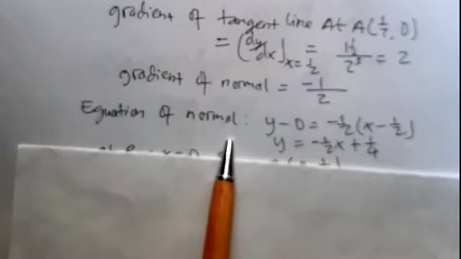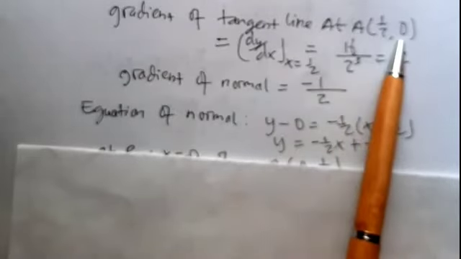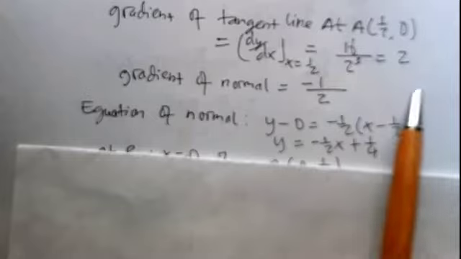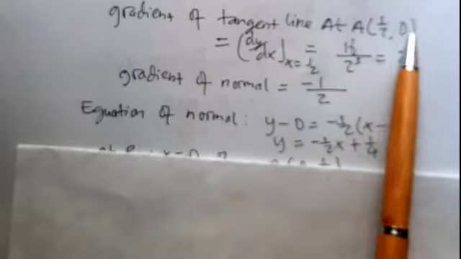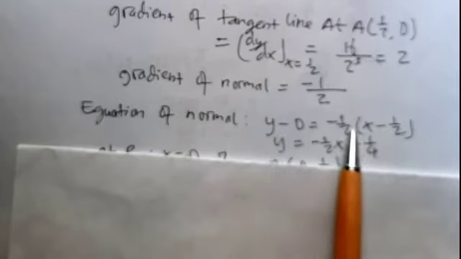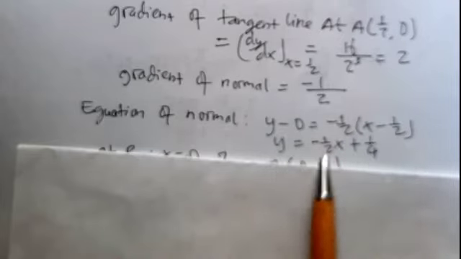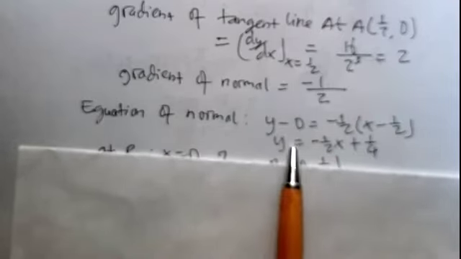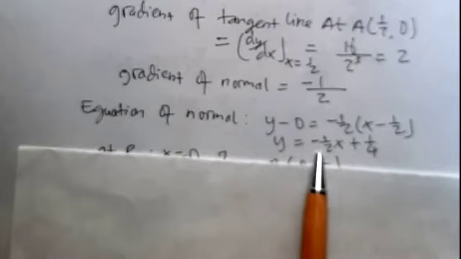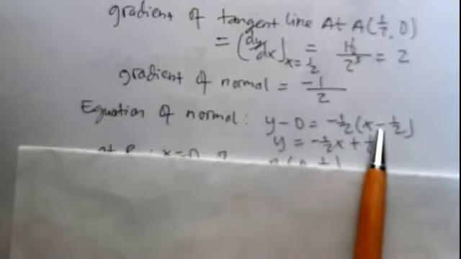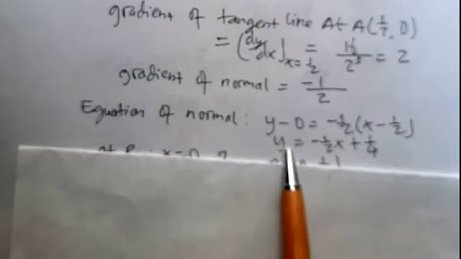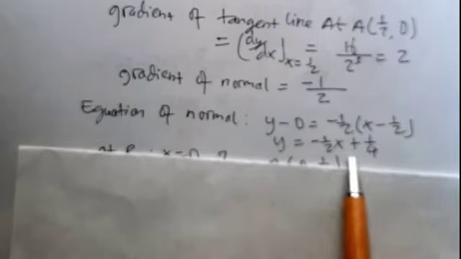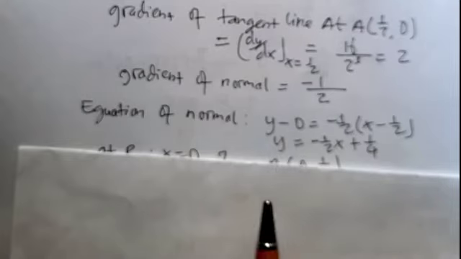Equation of the normal at A with gradient minus half: y minus 0 equals minus half times (x minus half). That is y equals minus half x plus 1 over 4. Thus this is the equation of the normal line at A.